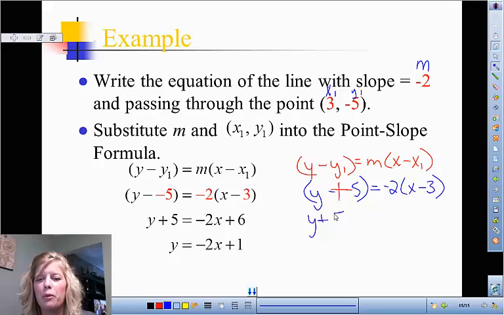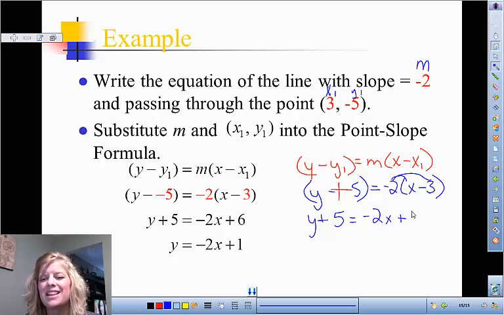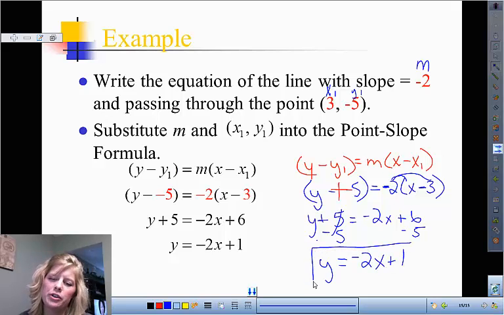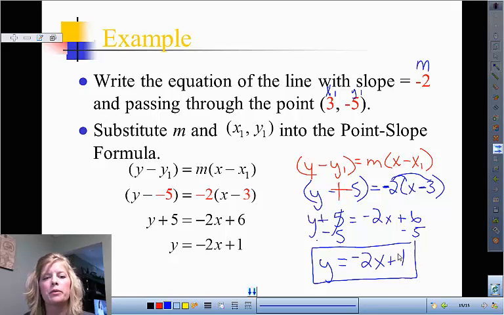All right, y plus 5 equals, distribute, negative 2x plus 6. You guys struggled with that on your test. Reminder, negative times a negative is positive. If you need me to sing to you, I will. All right, so minus 5, minus 5. So now I have y equals negative 2x plus 1. Here is your equation in slope-intercept form. If I was to say, hey, what's b? What's your y-intercept? You could say, bam, it's 1 right there. You betcha. Reminder, use the point-slope formula if you know one point and one slope.